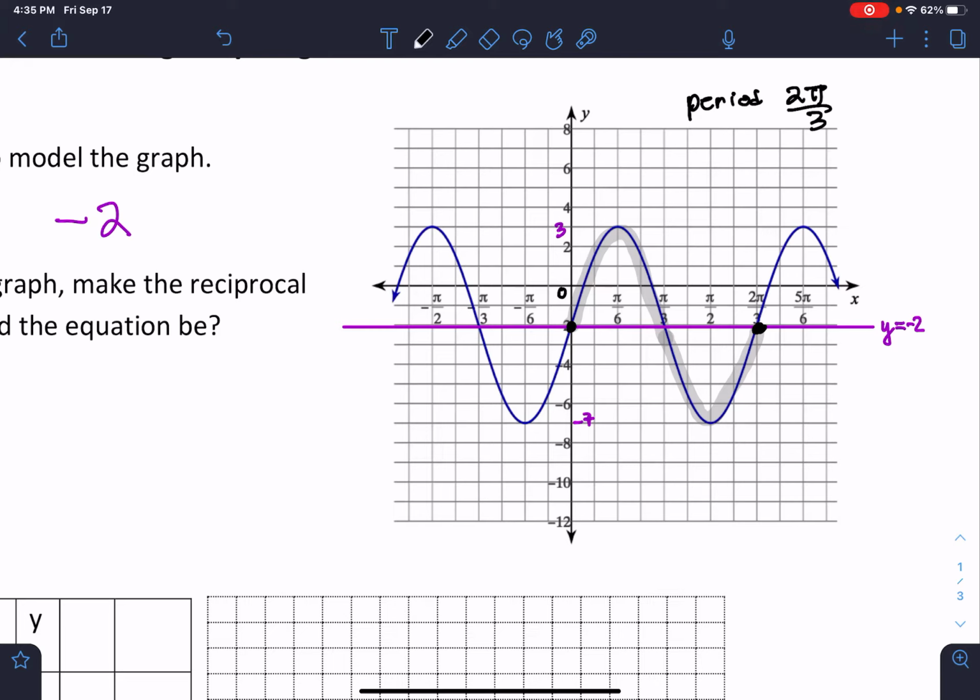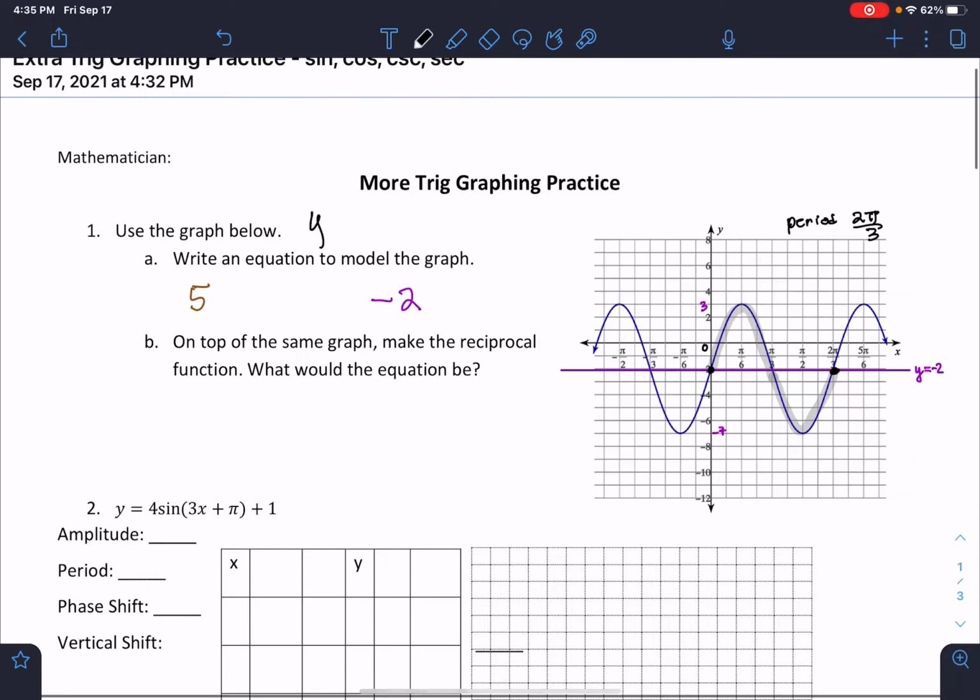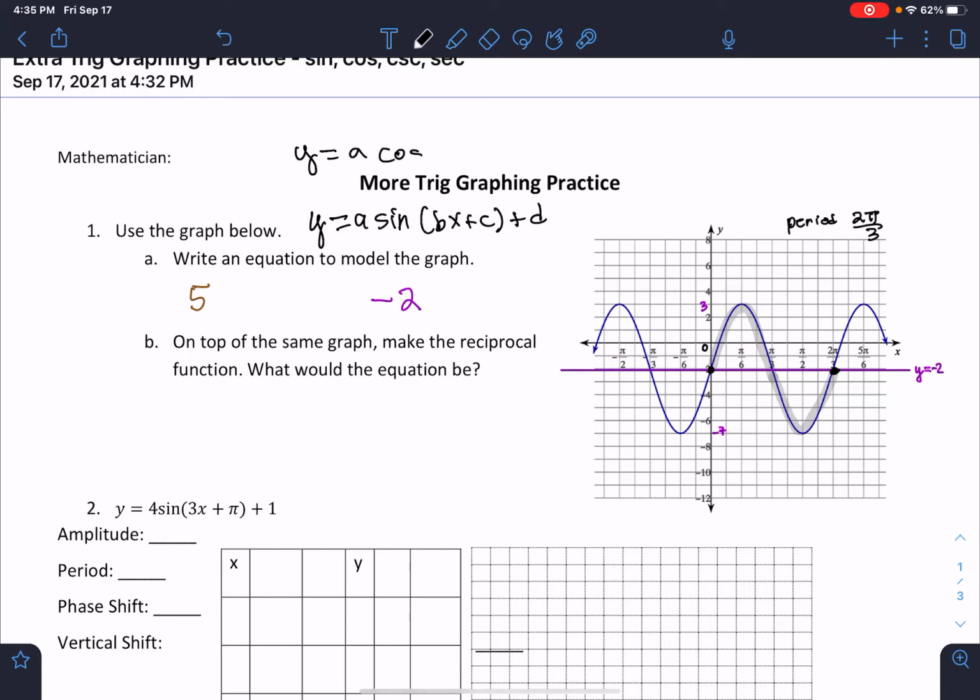But the problem is, just because your period is 2 pi over 3, in our equation, which will look either like this or like this, we got our D value already, right? So we can put a check mark beside D. We know our amplitude, but we need to find out B.